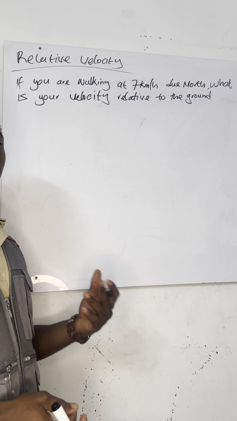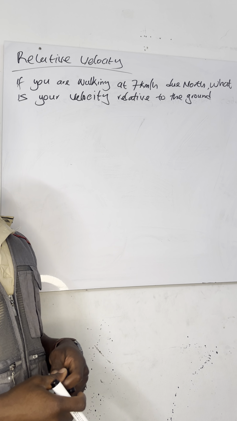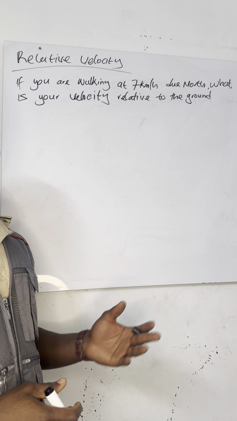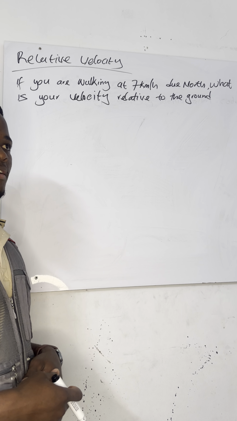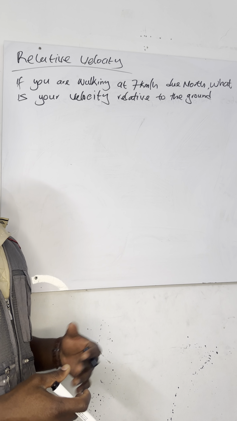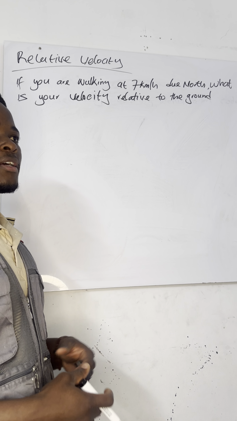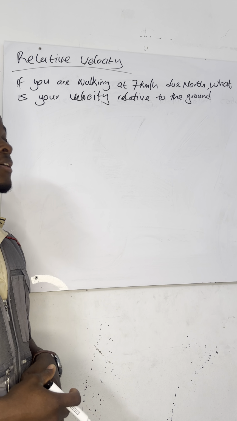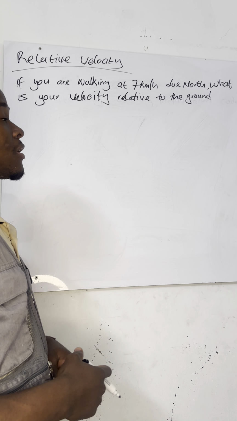Last time we were talking about how you have to use the sine or the cos when you have an inclined force or maybe an inclined speed, which you have to calculate the north and the east from that. So today we are going to be talking about relative velocity.